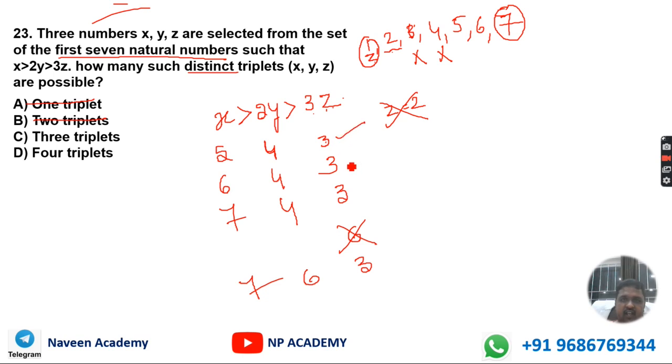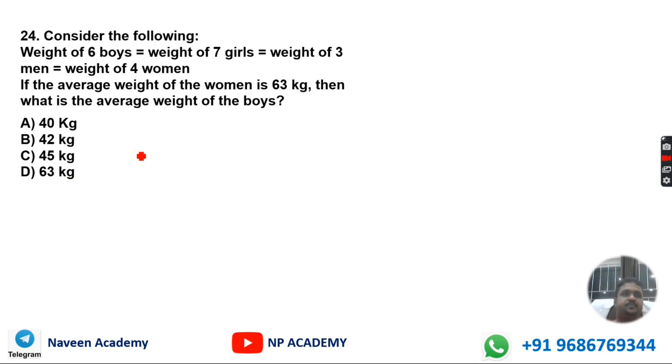So then 5 4 3, 6 4 3, 7 4 3 and 7 6 3. These 4 triplets can be possible, my dear friends. So then the answer is 4 triplets are possible. Okay. So we'll move to the next one.